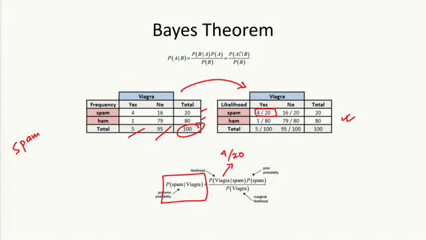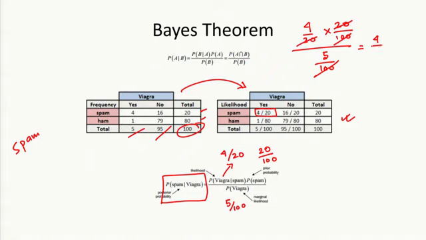What is the probability of spam? It is 20 by 100. What is the probability that Viagra will occur? 5 by 100. So, the net probability is 4 by 20 into 20 by 100 divided by 5 by 100, which comes up to be 4 by 5, which is 0.8.